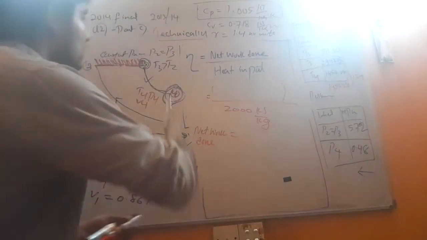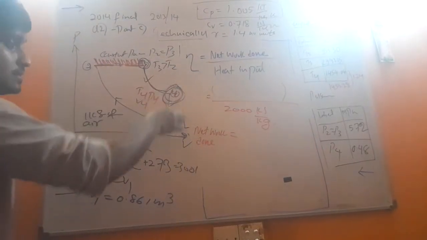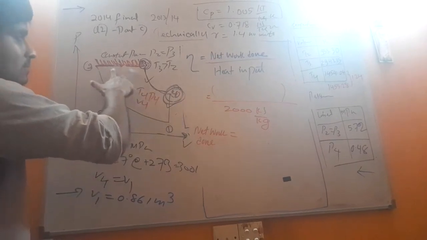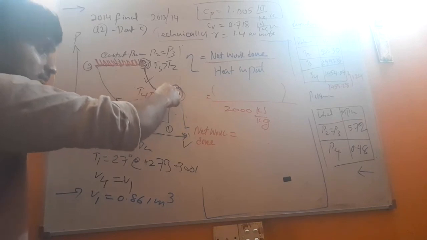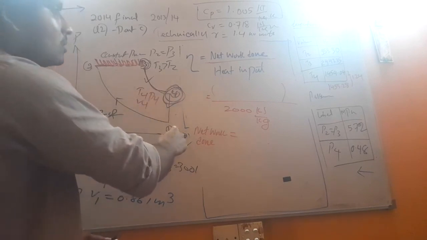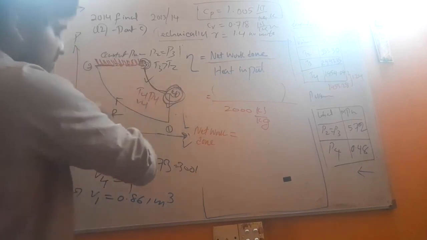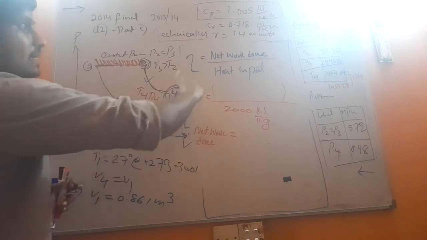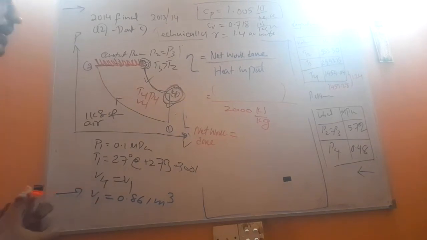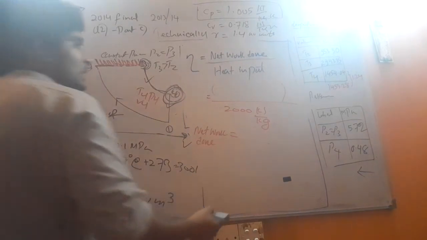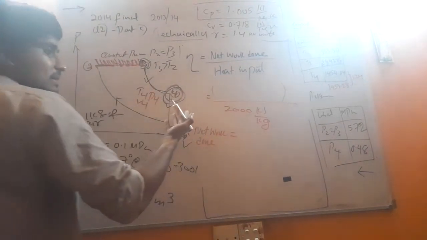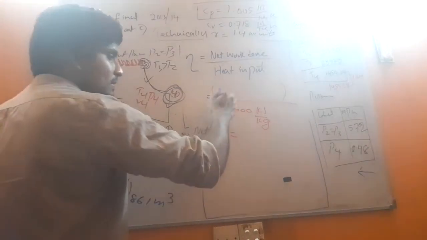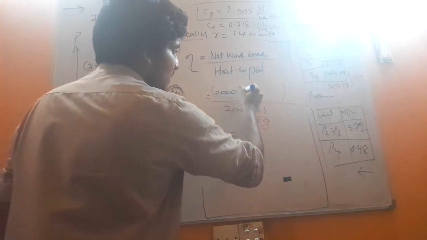So now here you can see there is a heat rejection process. So this is the heat that I give to the cycle and this is the heat that is rejected from the cycle. So heat given minus the heat rejected is the net work done. Okay, you know the amount of heat that is given, so that is 2000 minus the heat rejected.